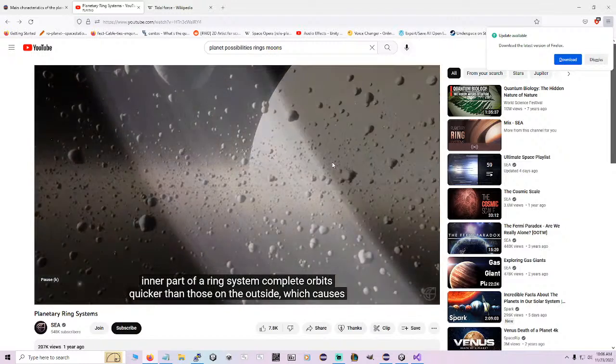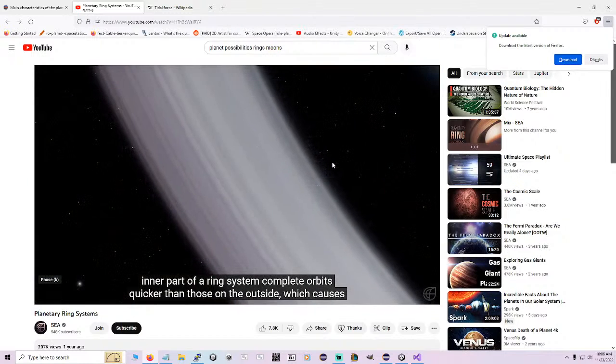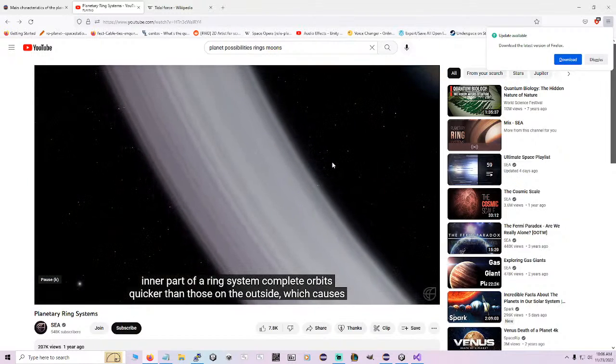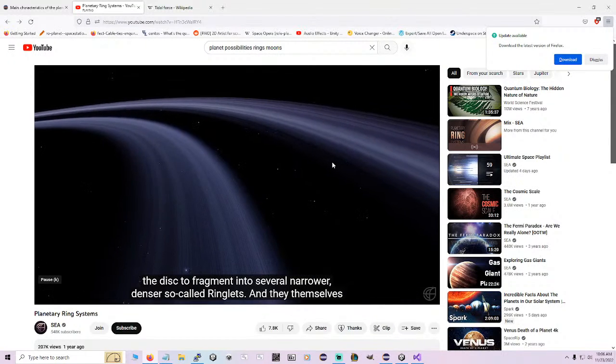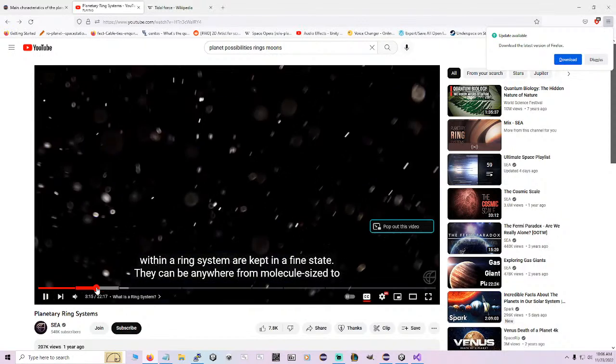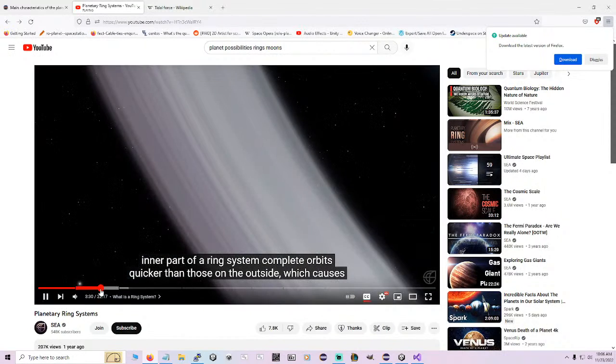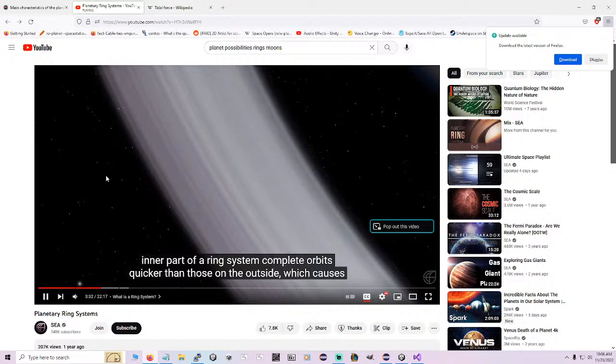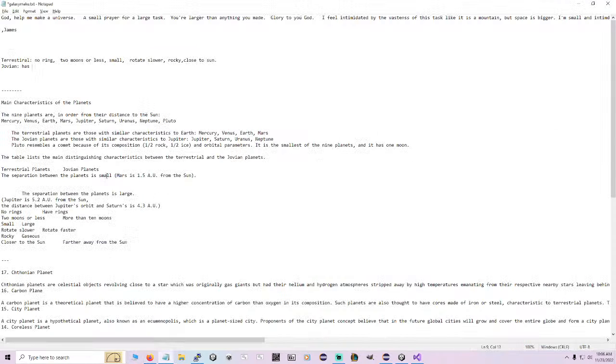Moonlets on the inner part of a ring system complete orbits quicker than those on the outside, like a track meet, which causes the disk to fragment into several narrower, denser, so-called ringlets. And they themselves are made up of dozens of even smaller ribbon lanes of particles.